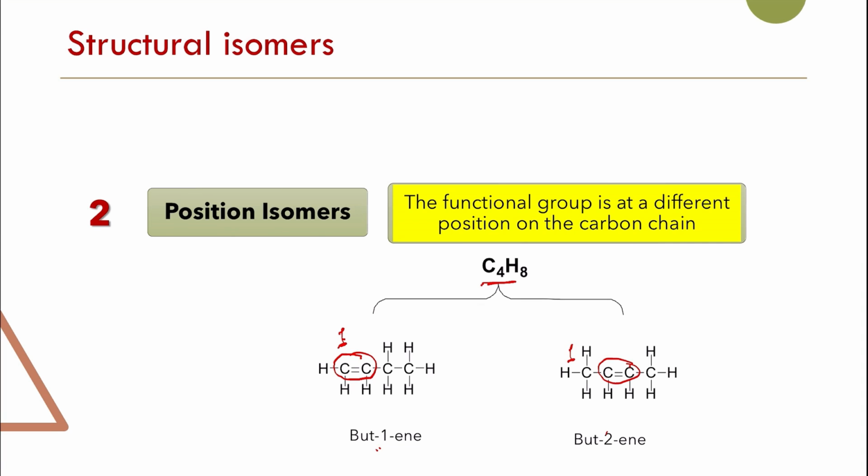So if you start this carbon 1 and this is 2, this is but-1-ene and this is but-2-ene. The 2 here refers to where we can find the double bond. So these are two different compounds. However, they still have the same functional group, so they have the same chemical properties. However, they have different physical properties because, again, they are different compounds.